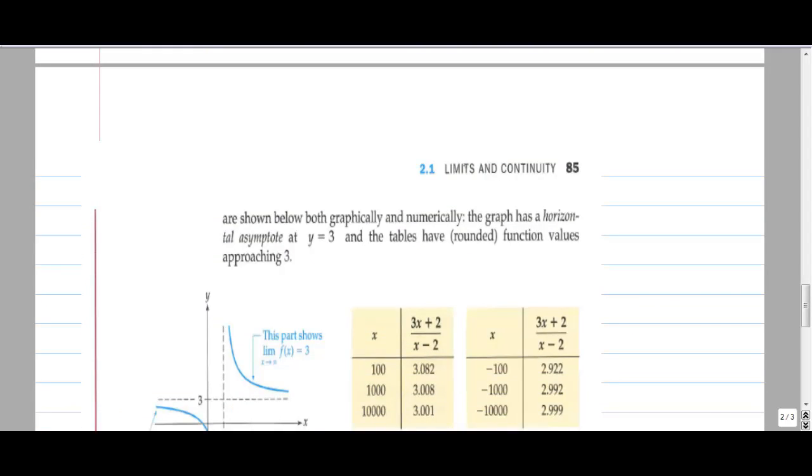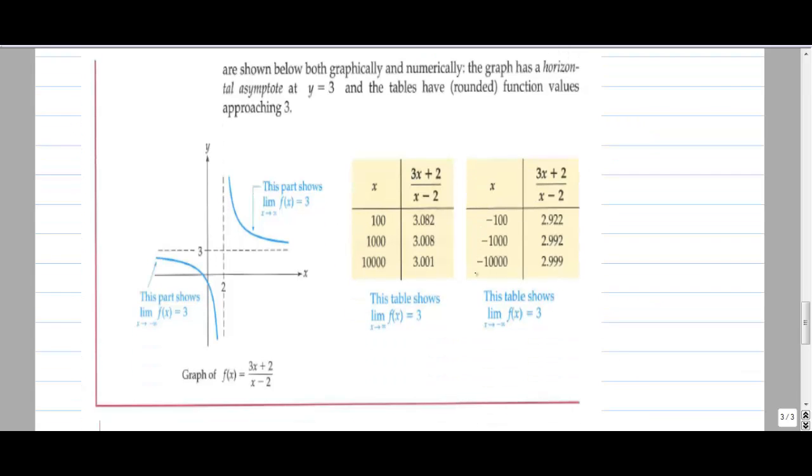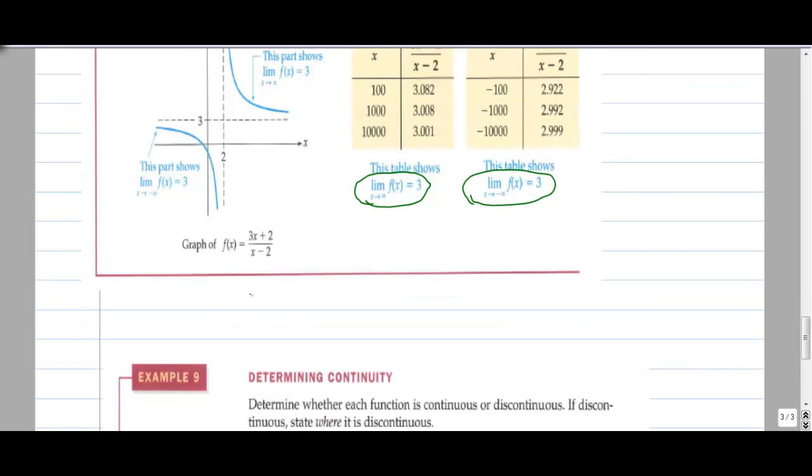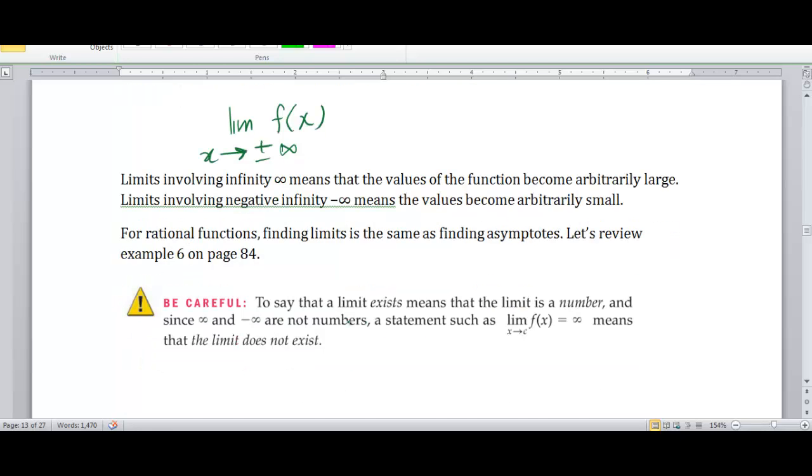You can read all this. Then the example continues. Now I also have a horizontal asymptote there. So the limit as x approaches infinity of the function becomes 3, and the limit as x approaches negative infinity of the function becomes 3. So when we say limits involving infinity, let me go back to your notes.